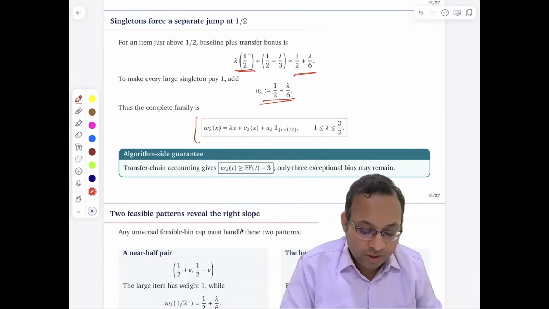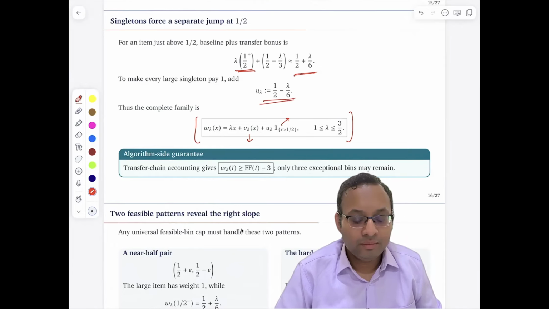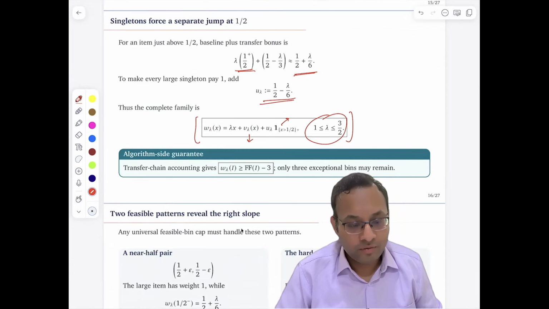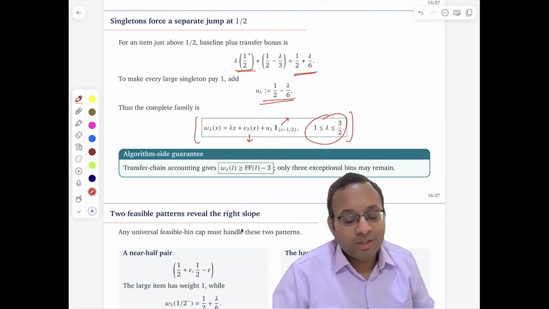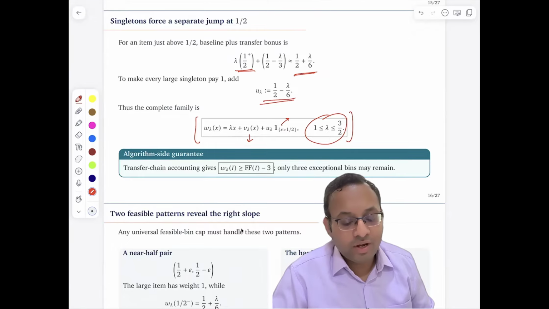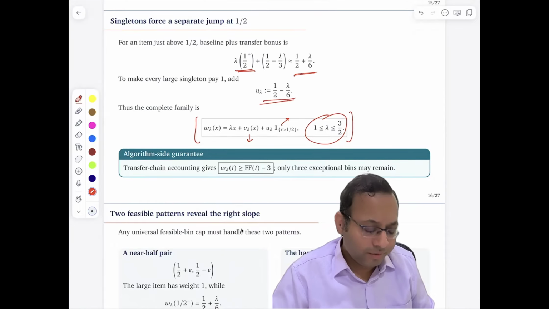So the final function we give is this: lambda x, then v lambda x is the bonus we add to all items. And if the item is more than half, we add another extra u lambda bonus. And we'll see that for any lambda in this range, this function is good enough, and all the bins are well paid except 3. So think why 3? We'll see later, but intuitively, all multi-item bins are fine except probably one, which has load less than 2/3. All singleton bins are fine, which have load more than half. So only one bin is there which has load less than half.